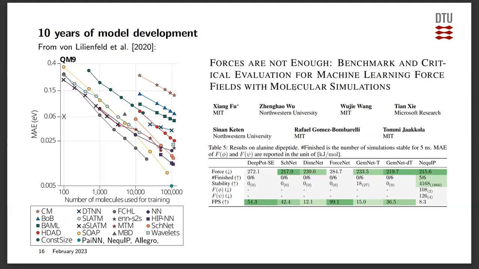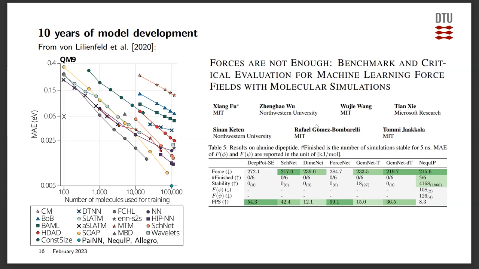But there is one problem: we have these great models, and then we try to use them, for example, to run molecular dynamics, but sooner or later they will just explode and get very unrealistic forces. This is well known for people who try to use these models, and often the solution is just to add more data whenever it goes wrong. The phenomenon was also described in this paper, where they took a number of the most promising models in the literature and ran molecular dynamics, and none of them were actually stable in all cases.